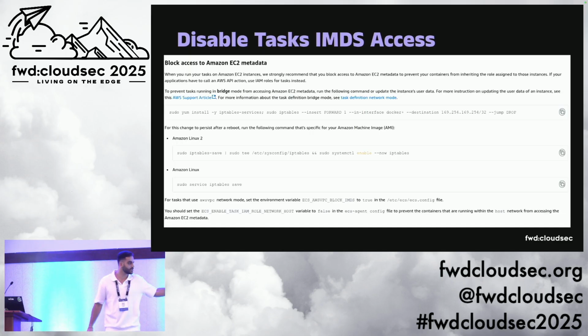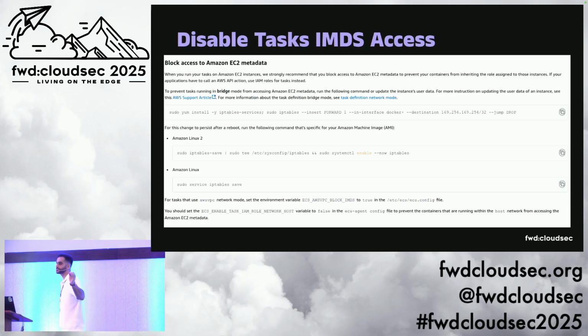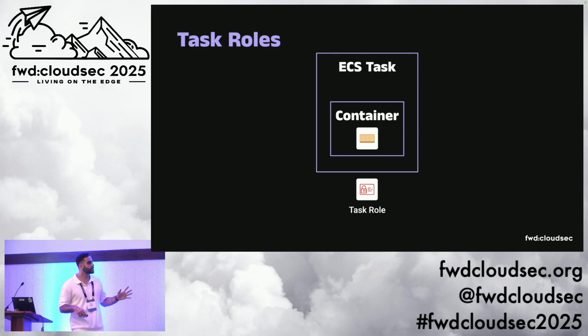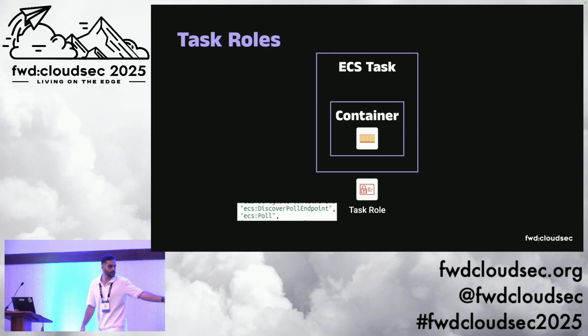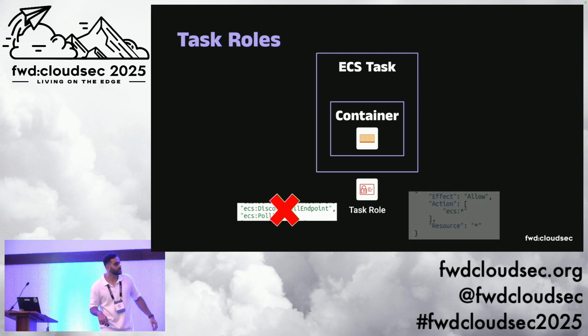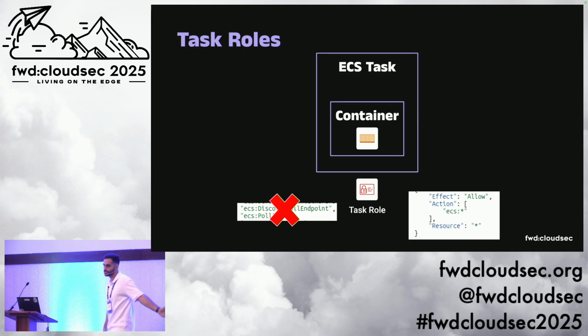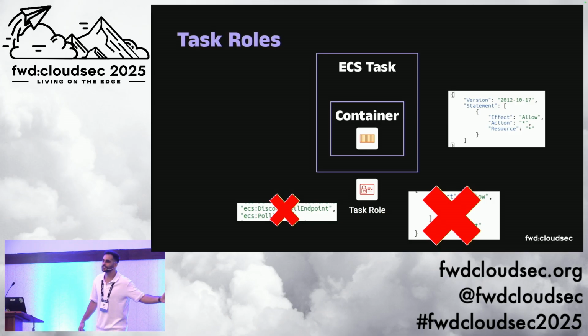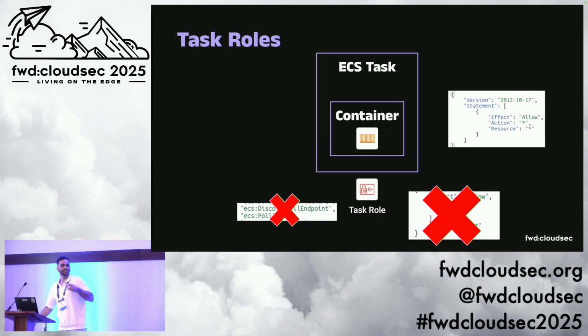AWS has great documentation about how you can disable the IMDS access for specific tasks. It depends on the network mode they have, and you can find it online. You can take a picture of it now, or search for it online later. Another thing is to never grant a task the discover poll endpoint permission, because if it has those permissions, then it can do the same technique without using IMDS and without the instance metadata service. Same goes for ECS wildcard, because it contains those permissions. And please do me a favor, never give this permission to a task. It can be hijacked, and in general, it's a bad practice.